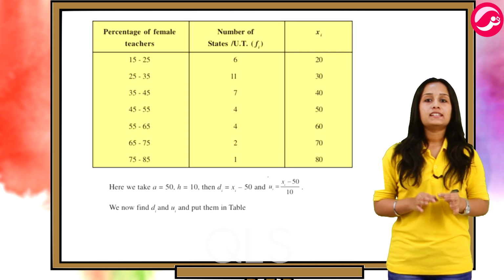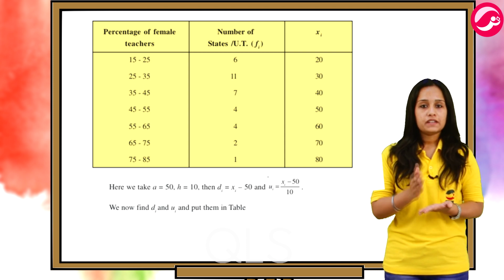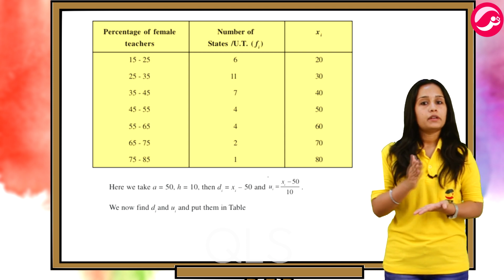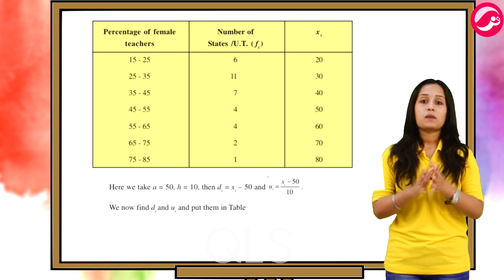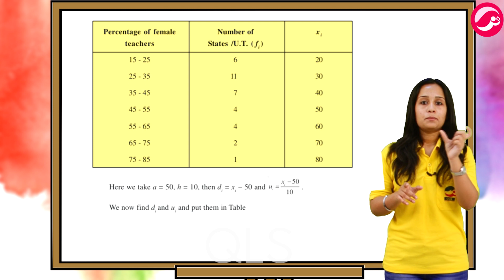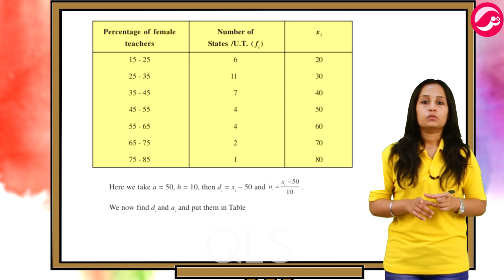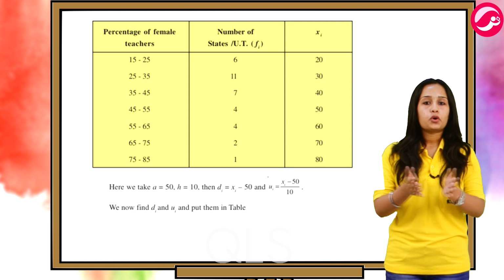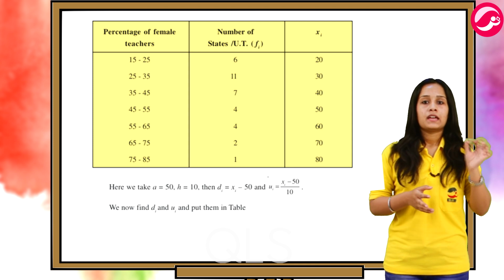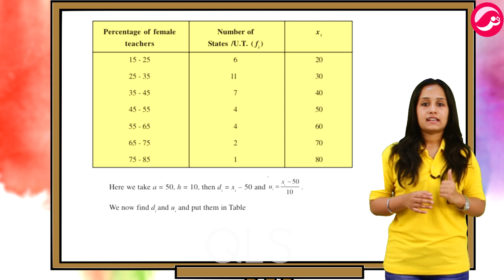Now let us find the class marks xi of each class and put them in a column in our table. And we know very well how we find class mark. Class mark is equal to upper limit plus lower limit divided by 2. Here we take a is equal to 50 as it is the midpoint of all the class marks or xi's. h is equal to 10, which is the class size.